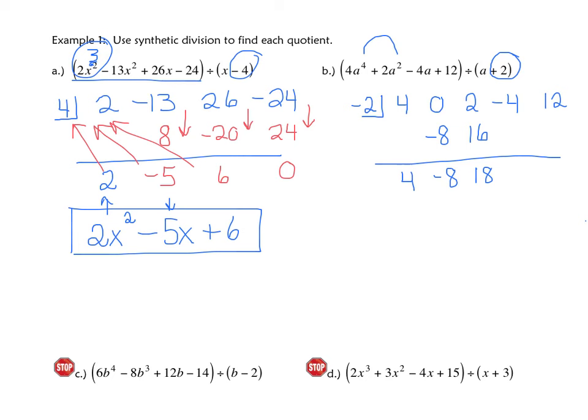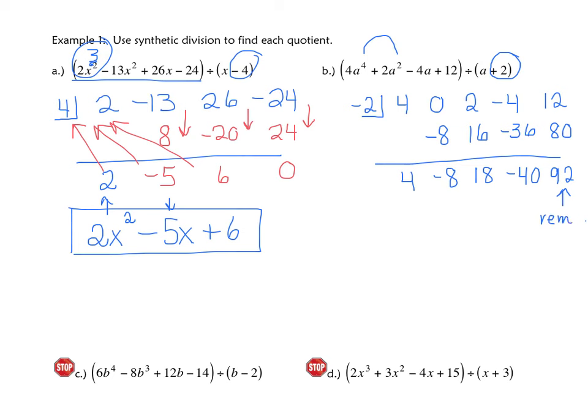18 times negative 2 is negative 36. Add these two numbers, you get negative 40. Negative 40 times that negative 2 on the outside is positive 80. And add these two, we get 12 plus 80 is 92. So notice that for the first time here, our remainder is not 0.